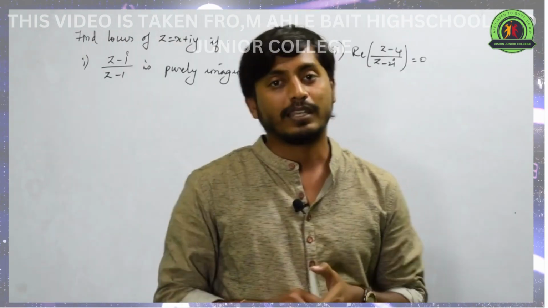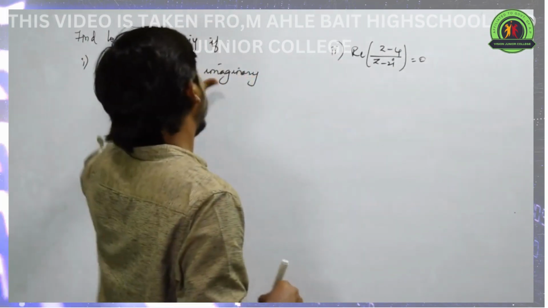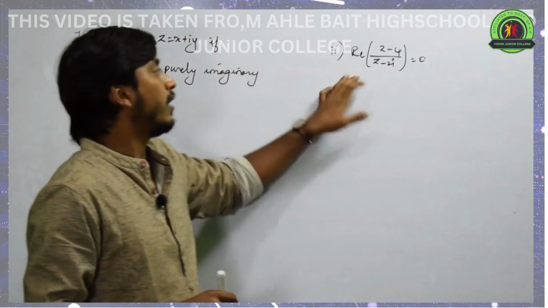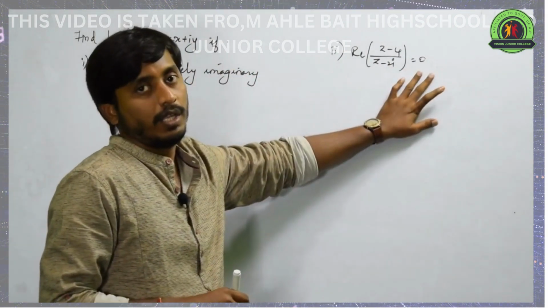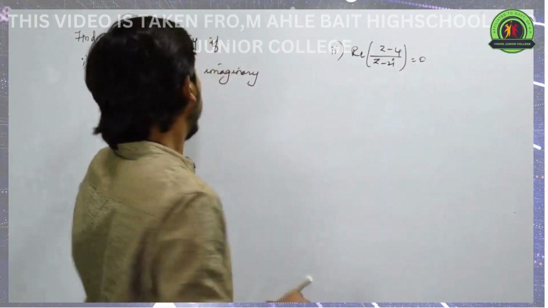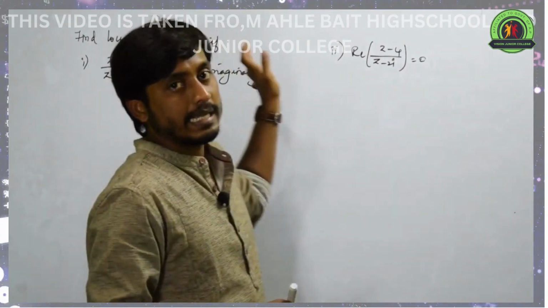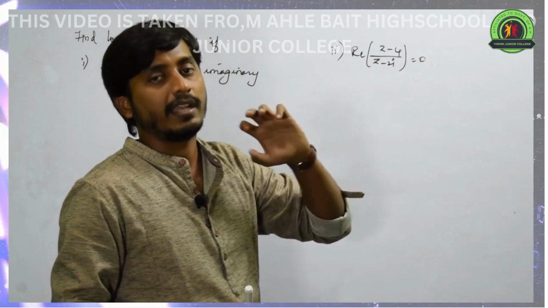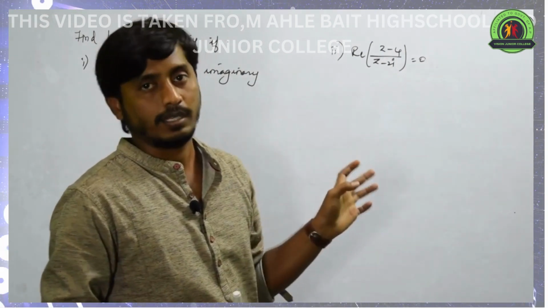Let us do. Look at the next question here. Find the locus of z equal to x plus iy if this particular term is completely imaginary and the real term of this is equal to 0. We will get two locus. So, let us simplify this and just equate the real term to 0, whatever we get is nothing but our equation. Okay.